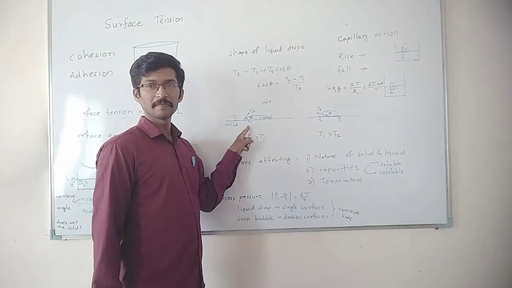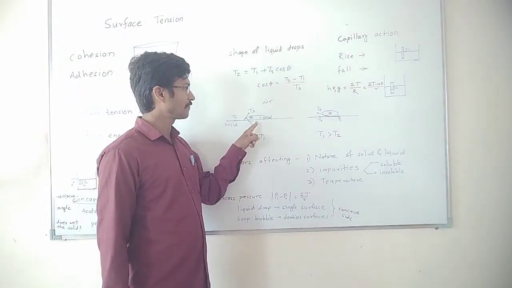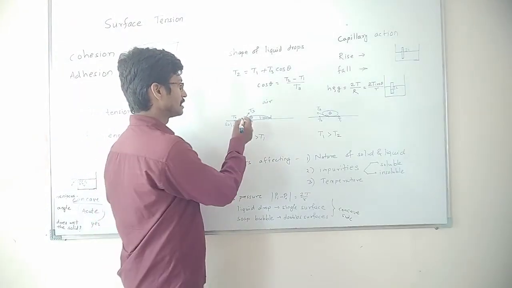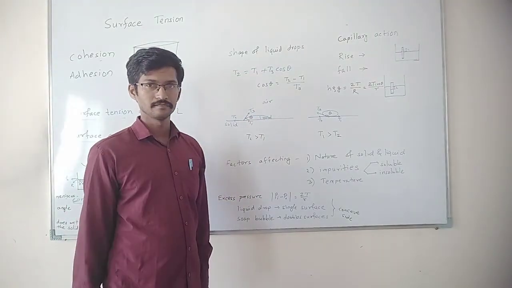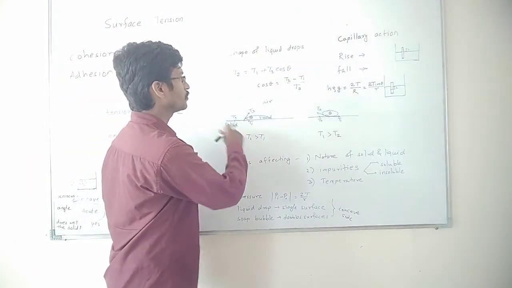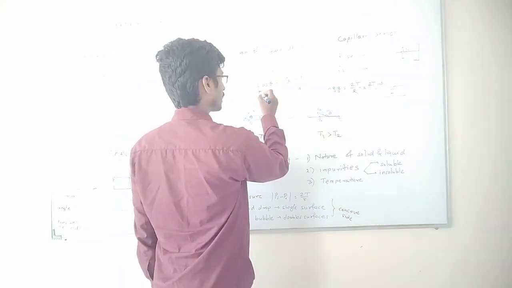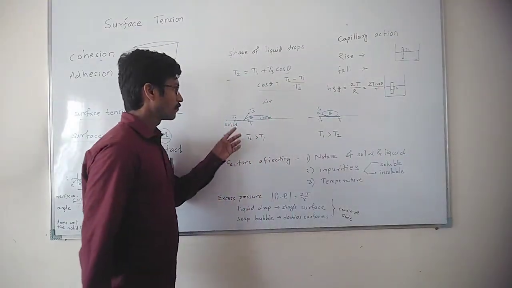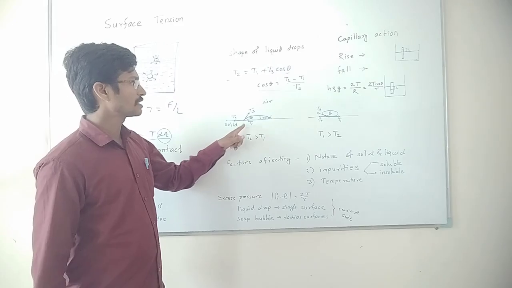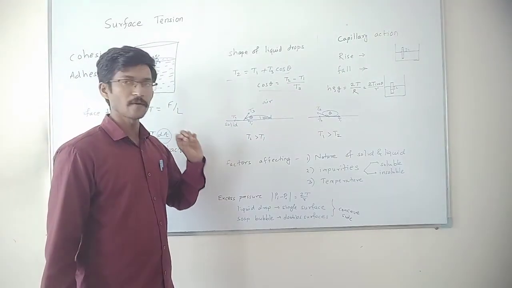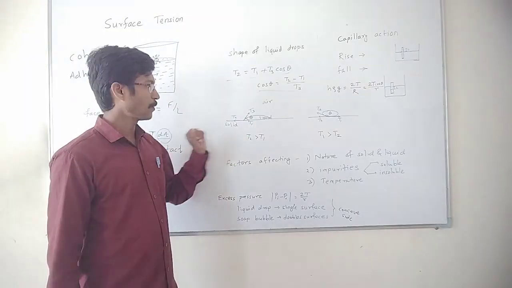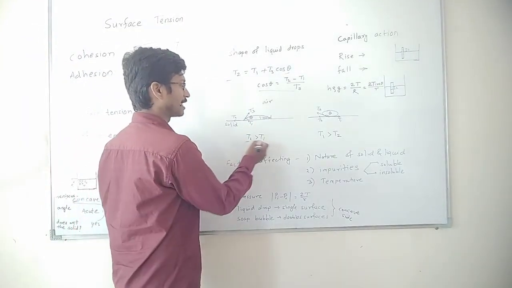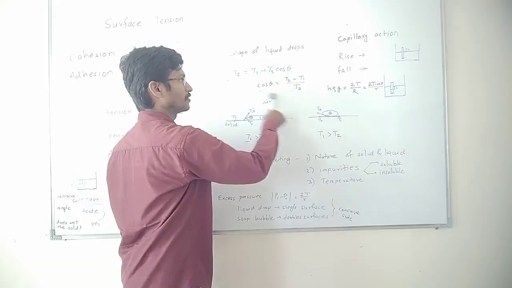Here the tension T1 is the tension between liquid and solid, and there is also tension between solid and air. So if we use this, we will get this equation, and cos theta is this. For this case, because theta is acute, cos theta will be positive, and therefore T2 is greater than T1.